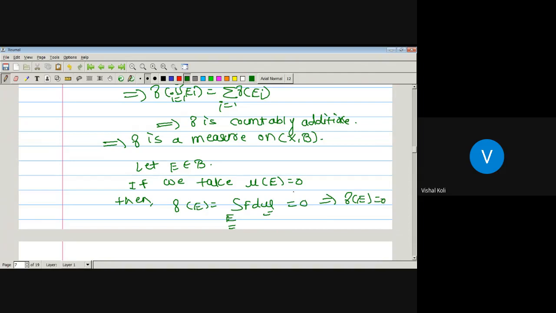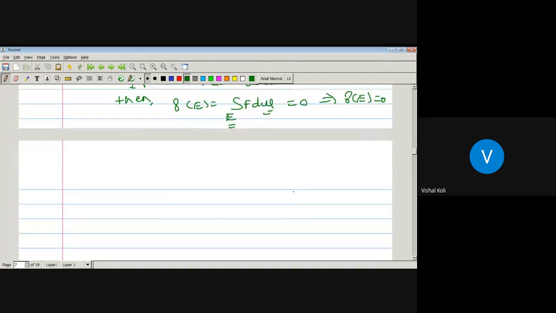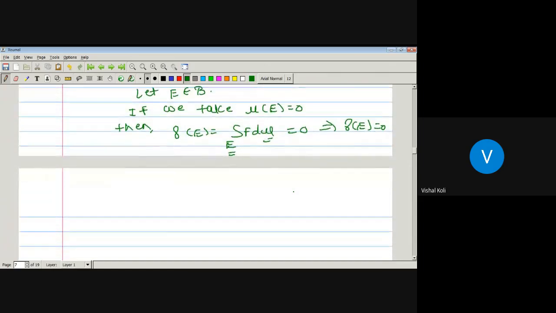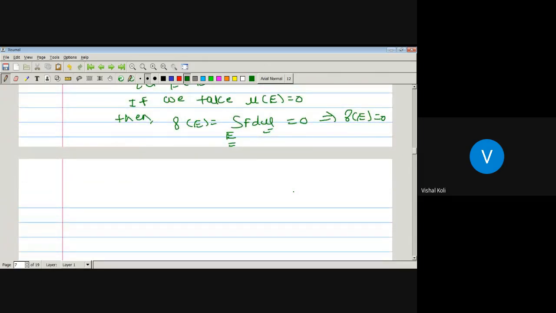So if we take E belonging to curly B to be any arbitrary set and the measure of that E is equal to 0, then gamma of E must be equal to 0. Then by the definition of absolutely continuous measure, if mu and gamma are two measures, then the measure gamma is said to be absolutely continuous with respect to mu whenever mu of E is equal to 0 for any E belonging to curly B, then gamma of E is also equal to 0. So here we have taken one arbitrary E with measure equal to 0, and gamma of E is also 0. Hence gamma is absolutely continuous with respect to mu.